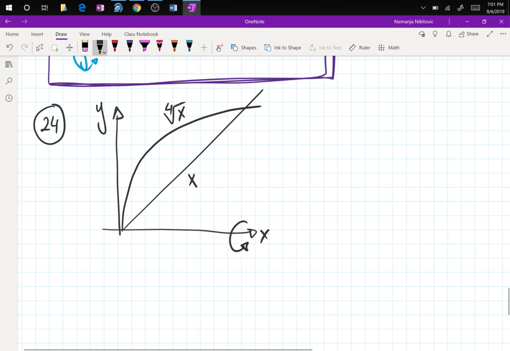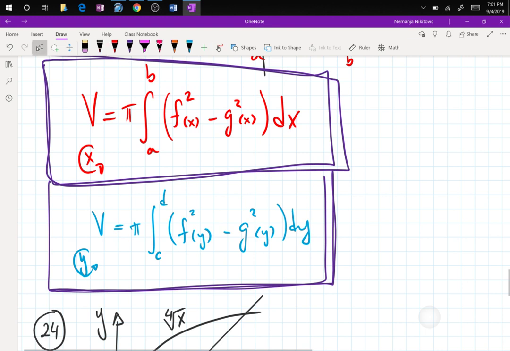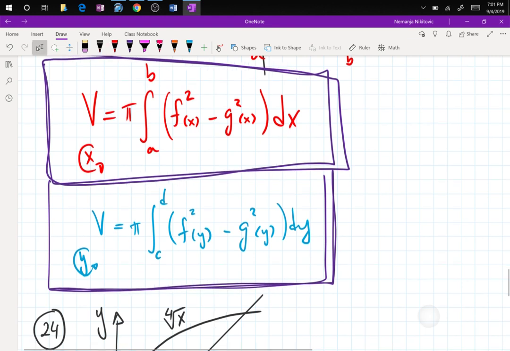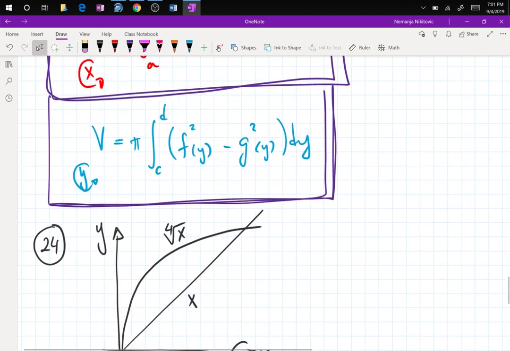Top function squared minus bottom function squared, and just plow through calculations. Let's see what you guys get. You have the formula, it's the red one. You have the top squared minus bottom squared, and you just go from there. The functions are the fourth root of x and x.